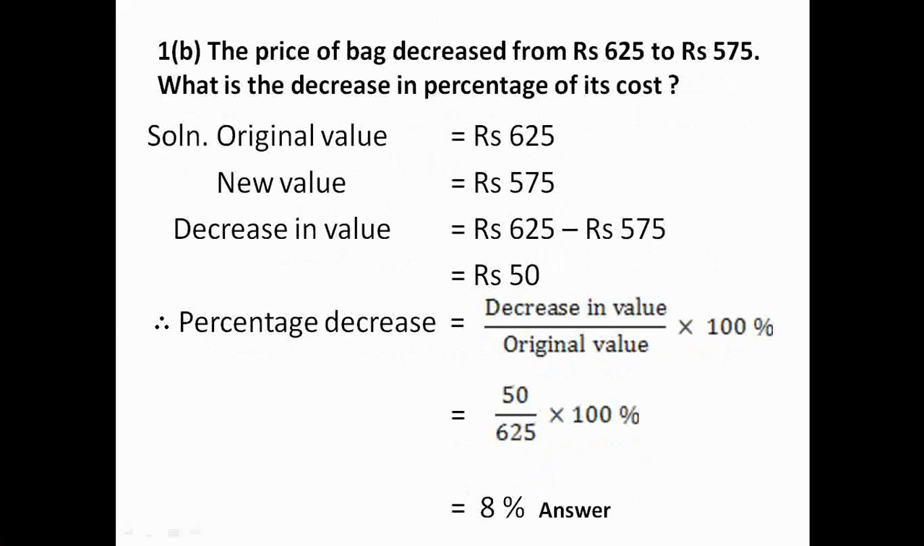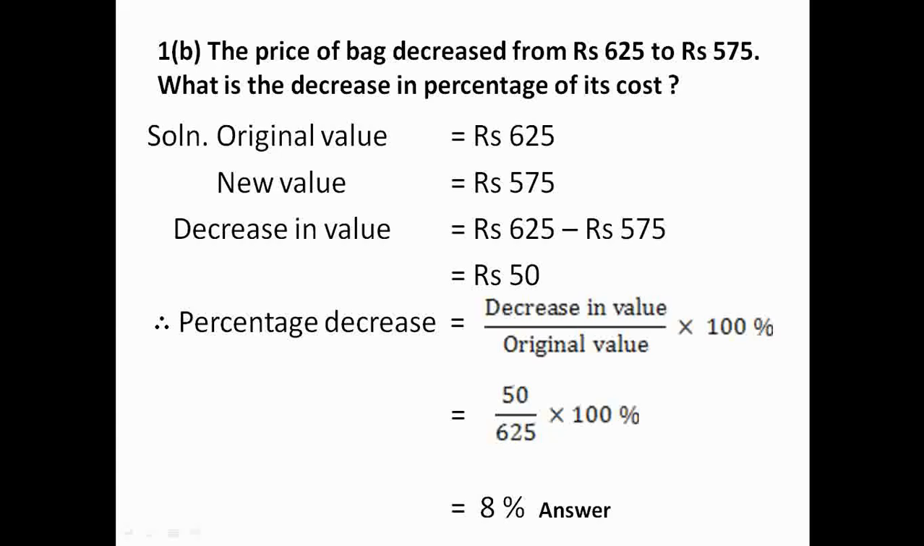Another sum, you see, question number 1B. The price of a bag is decreased from ₹625 to ₹575. What is the decrease in percentage of its cost? So you have to write original value first. What is the original value of the bag? So the original value of the bag is ₹625. Then the new value is ₹575. If you subtract, then you will get ₹50, that is the decrease in value.